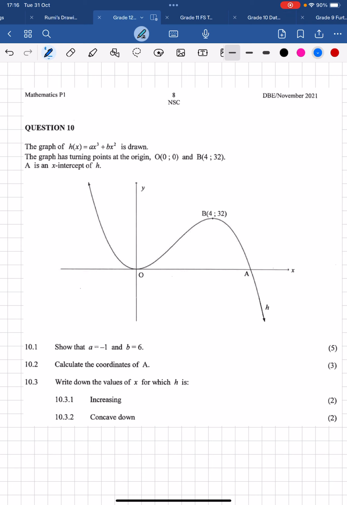All right, so now here they've given us the graph of h of x equal to ax cubed plus bx squared, and they're saying the graph has turning points at the origin O, which is (0, 0), and B, which is (4, 32). A is an x-intercept of h. Question 10.1: show that a is -1 and b is equal to 6.